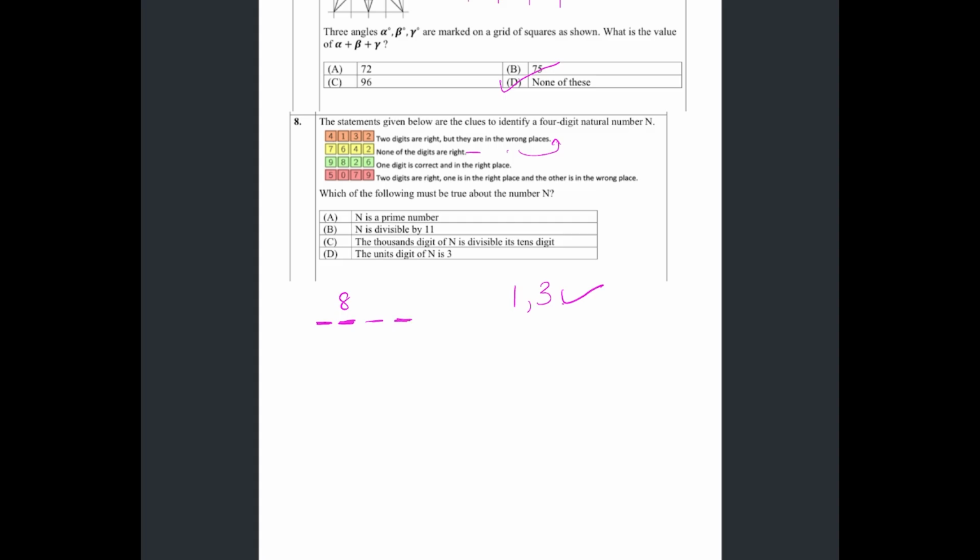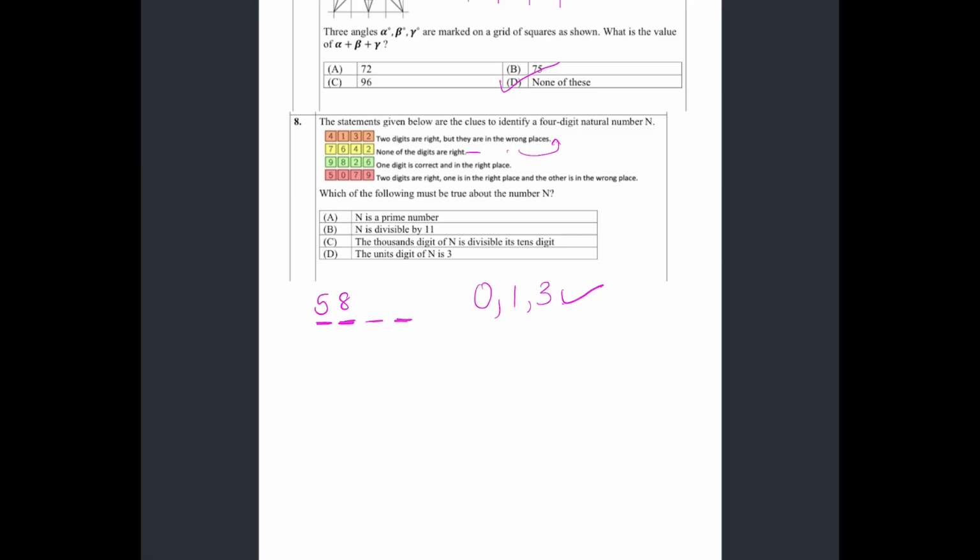Okay, let's move on to the next clue. In the last clue, 7 can't be correct, because it appears in the second clue where none of the digits are correct. 9 can't be correct because in the previous clue only one digit is correct and we assumed it to be 8. So 5 and 0 are the two correct digits. Now 0 obviously can't be in the right place, but 5 is the first digit. So we are left with 0, 1 and 3.